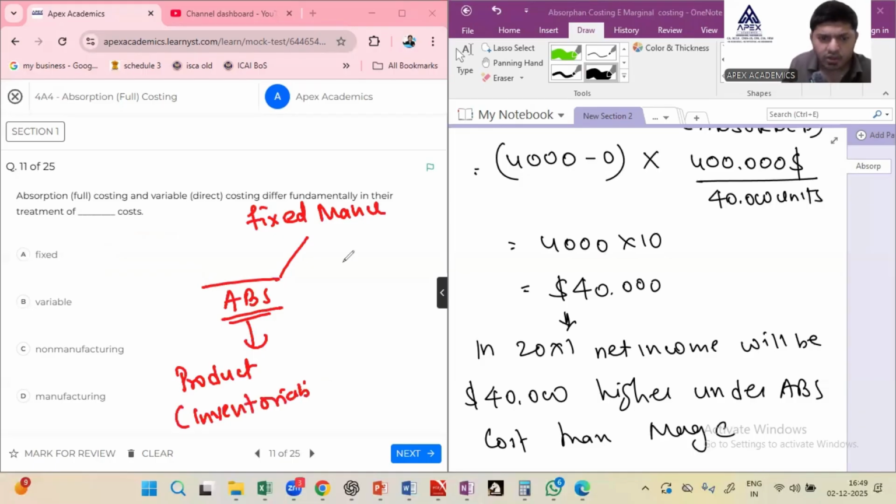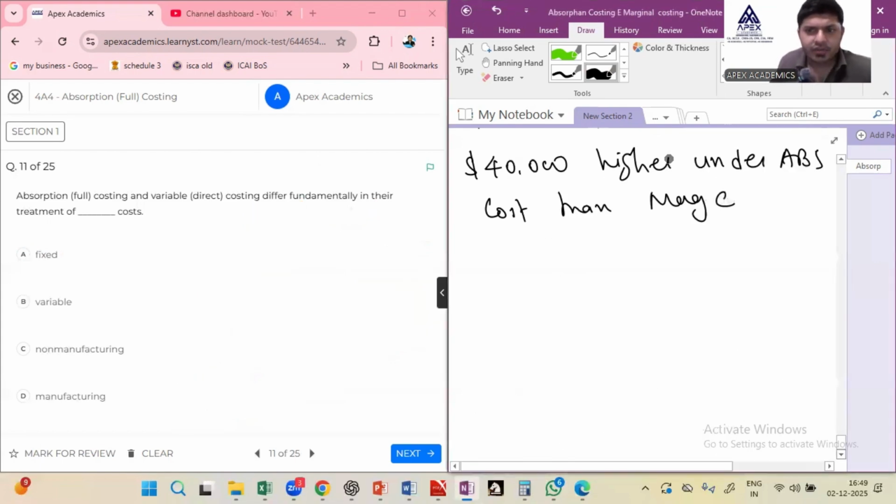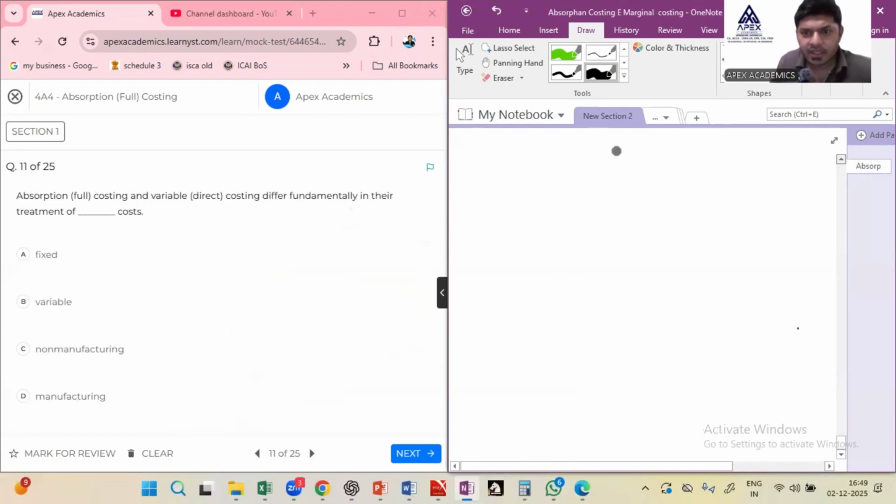inventoriable, meaning part of closing stock. Write over here marginal costing and write over here period cost, meaning it will not become part of inventory. So your answer over here is obviously option number A, fixed cost. So we are not writing that in our notebook over here, the notebook PDF which you are going to get at the end of the lecture. We will directly go now to question number 12.